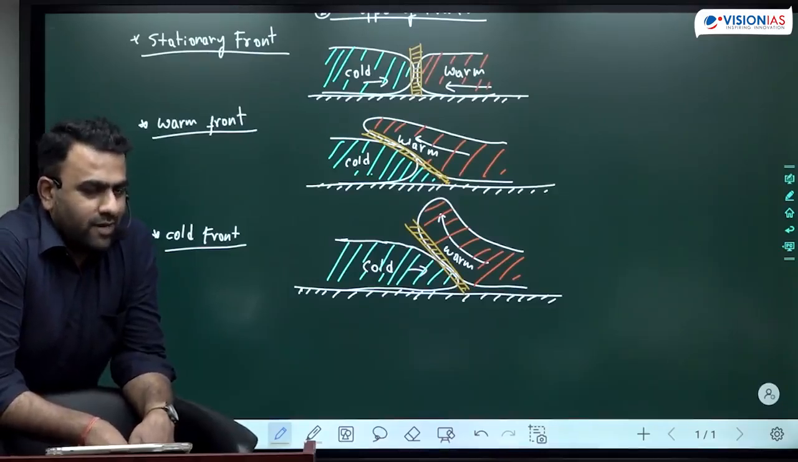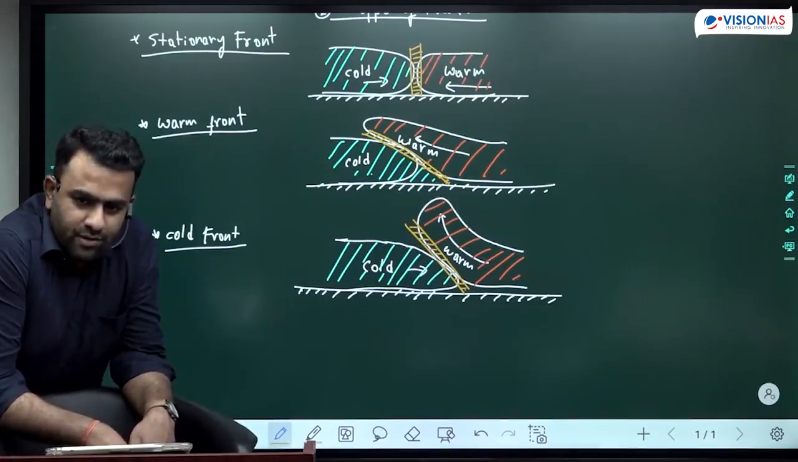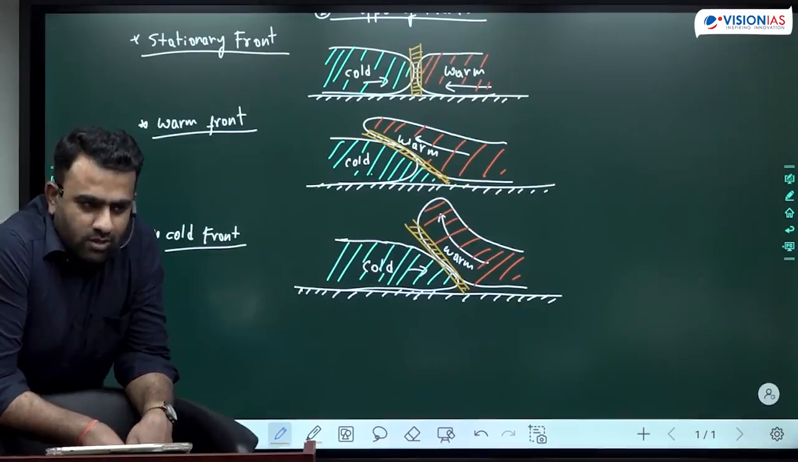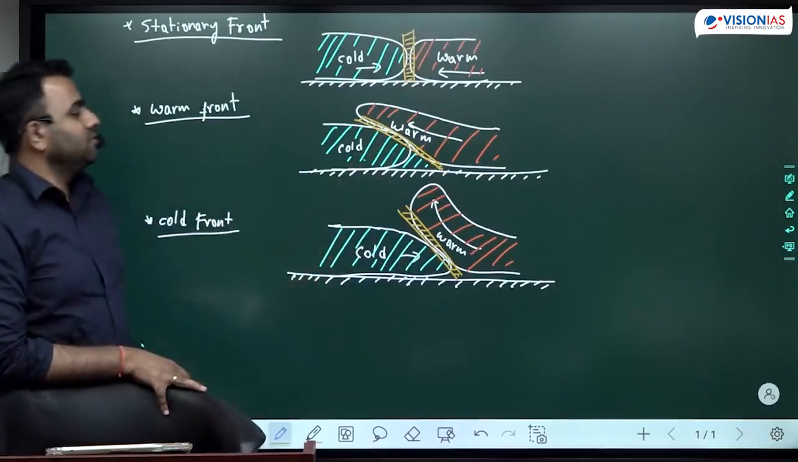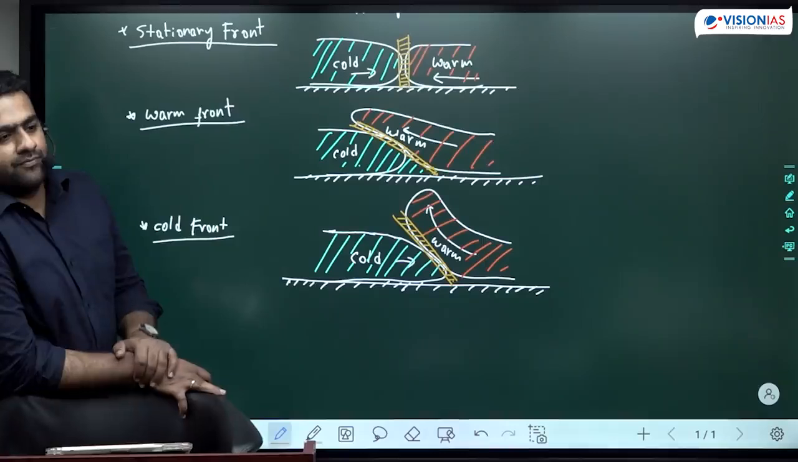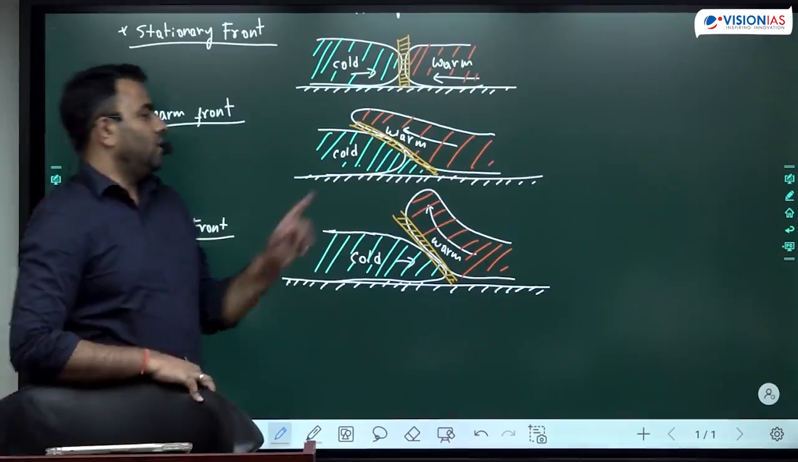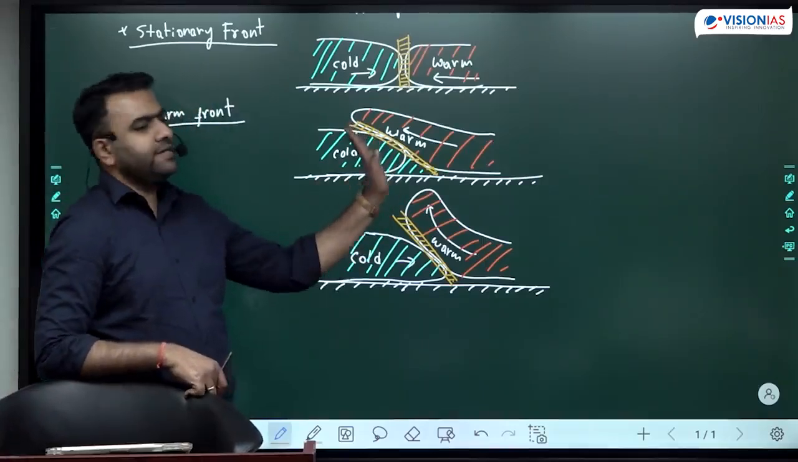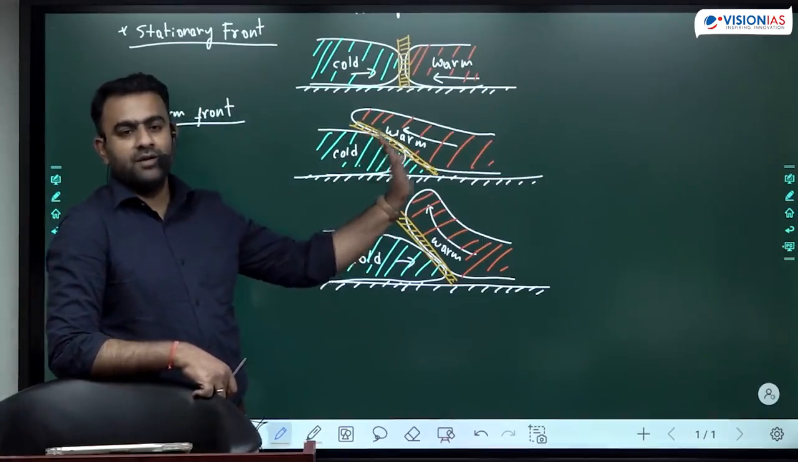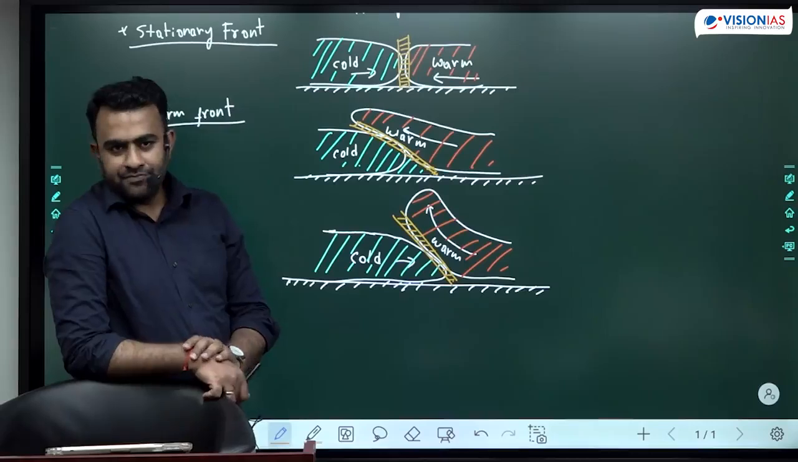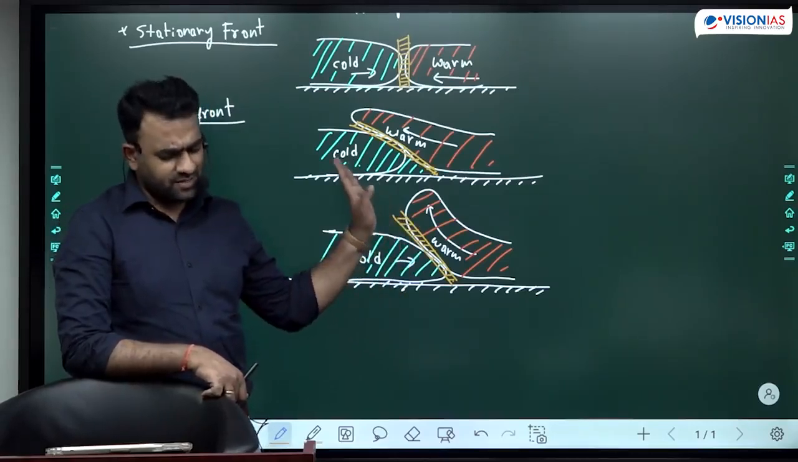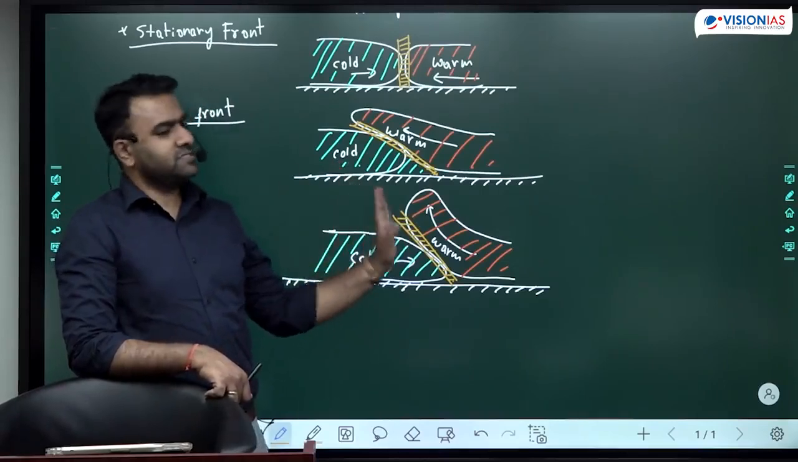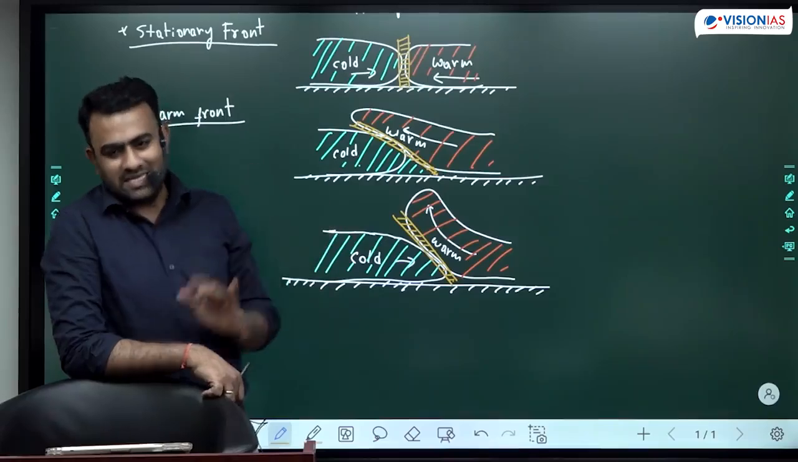Along the warm front, the warm air rises gradually above the cold air. Along the cold front, the warm air rises abruptly above the cold air. Right? Along the warm front, the gradient of the front, that is the slope of the front, is gradual. Along the cold front, the gradient of the front, that is the slope of the front, is steeper.